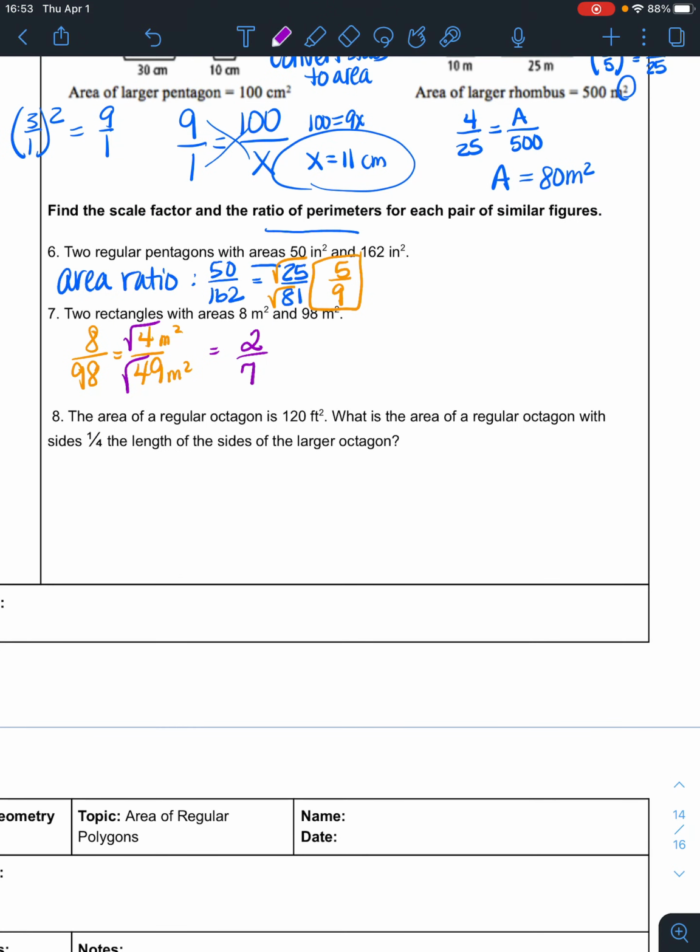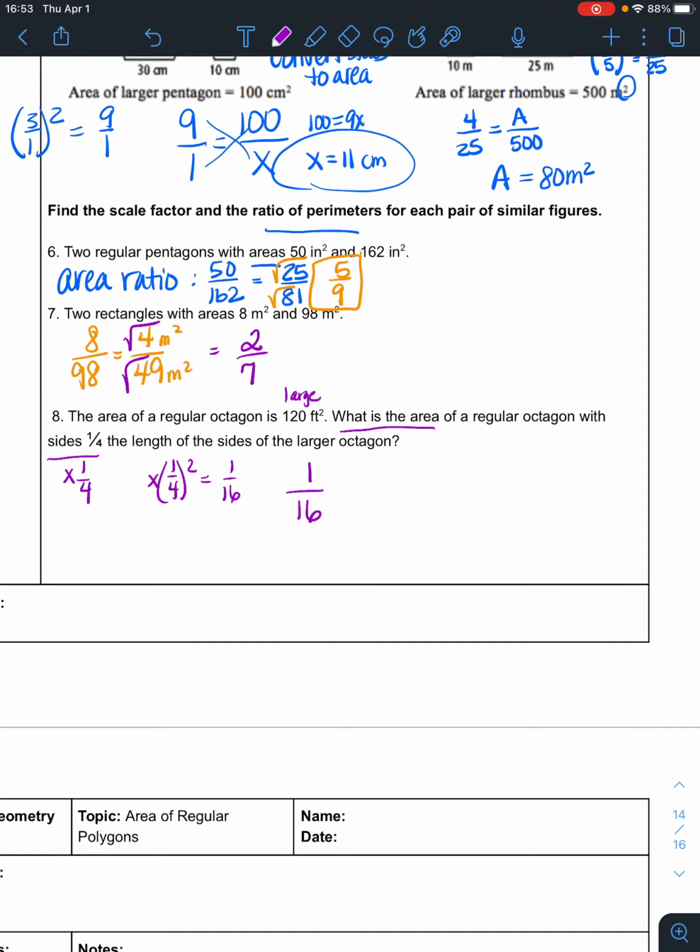So let's look at number 8. The area of a regular octagon is 120 feet squared. What is the area of a regular octagon that has sides 1/4 the length of the sides of the larger one? So this is my large, and then I used 1/4, so it's 1/4 as big to get my small. So my sides ratio, my sides were multiplied by 1/4. If my sides are multiplied by 1/4, then my area will be multiplied by 1/4 squared, right? Because we got to convert that. I know what happened to my sides. I want to know what happened to my areas. Because it says, what is the area? Well, to do area, I got to convert it into area. So it's going to be 1/16 as big.